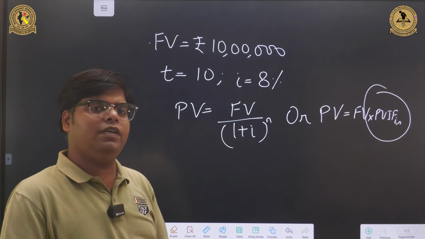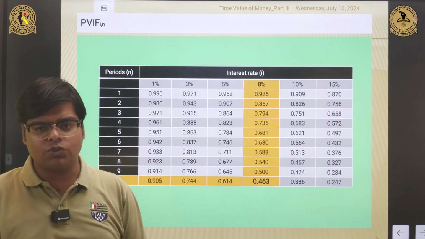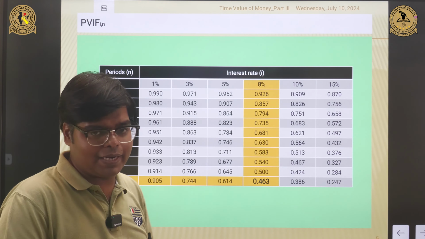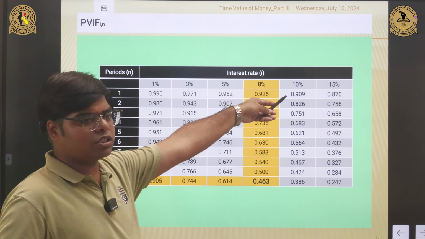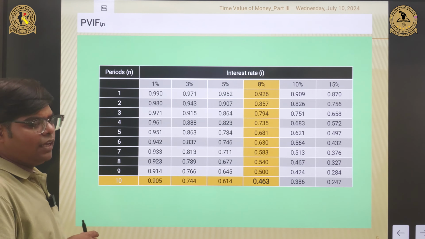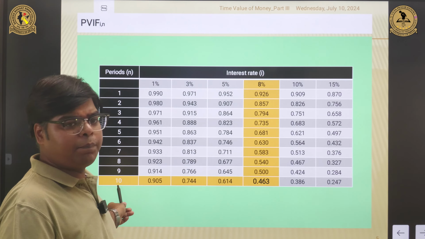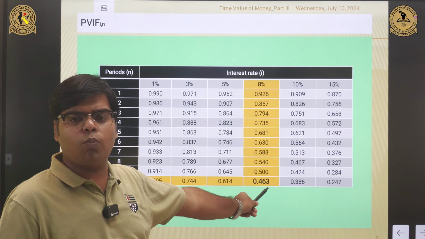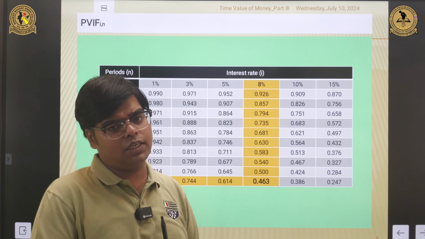Now what is this PVIF? PVIF refers to the present value interest factor table. Again, this table is in the form of a matrix wherein the interest rates are shown on the top side and the time period is shown on the left side. If I am saying the interest rate is 8% and the time period is 10 years, then the value comes out to be 0.463. Now what does this 0.463 indicate?